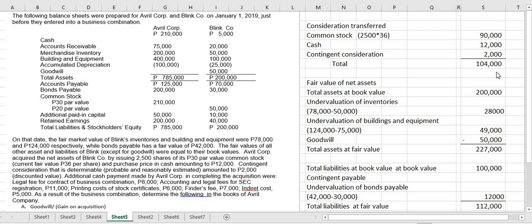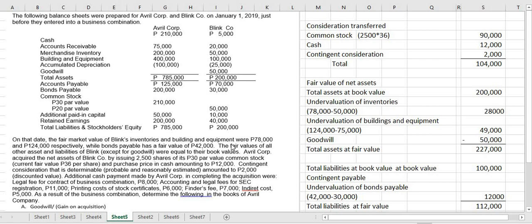So, we have here, pwede man din na i-consider mo, i-itemize mo yung assets, then i-consider mo yung fair value. But pwede din ganito, you determine total assets at book value, that's 200,000. Then, i-add or i-deduct mo lang if ever may undervalued. So, if assets undervalued, i-add mo sa assets. If assets is overvalued, i-deduct mo sa total assets. Okay, so we have here, yung inventory natin, the fair value was 78, but its book value is 50,000. So, undervalued siya ng 28,000.